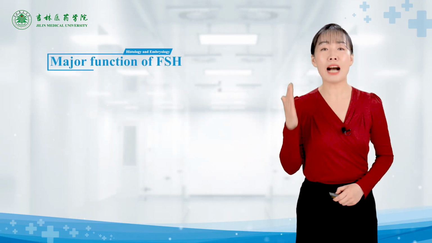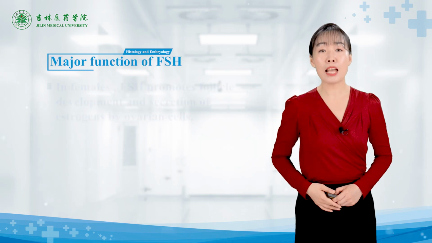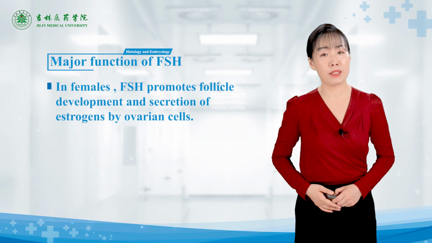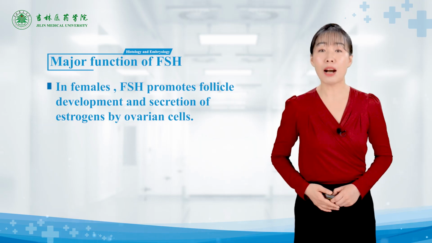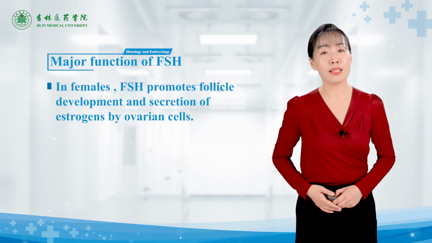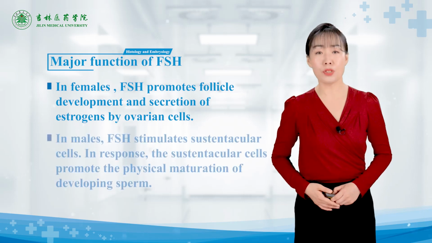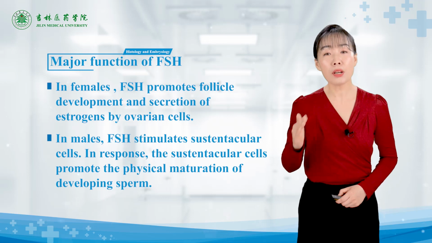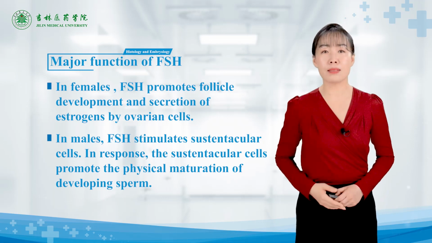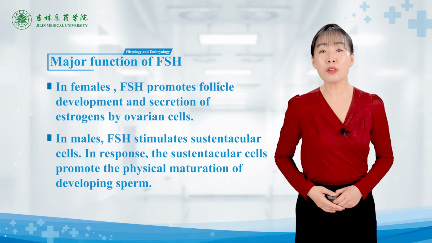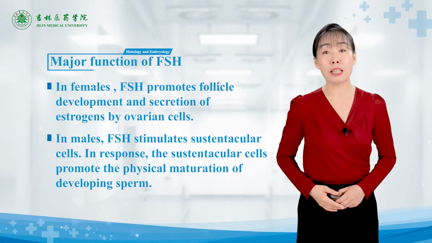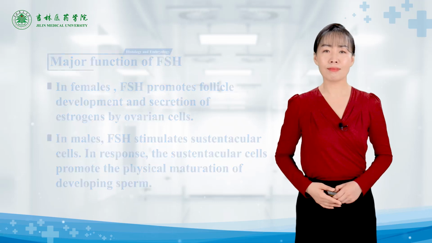Major function of FSH. In females, FSH promotes follicle development and secretion of estrogens by ovarian cells. In males, FSH stimulates sustentacular cells. In response, the sustentacular cells promote the physical maturation of developing sperm.